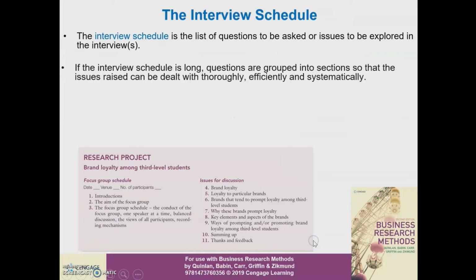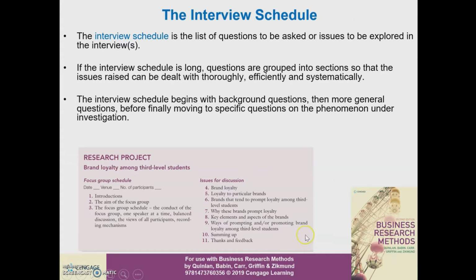Okay, so we've talked about the interview schedule. Let's just look at an example of it. So the interview schedule is actually the list of questions to be asked or issues to be explored in the interview. If the interview schedule is long, questions are grouped into sections so that the issues raised can be dealt with thoroughly, efficiently, and systematically.